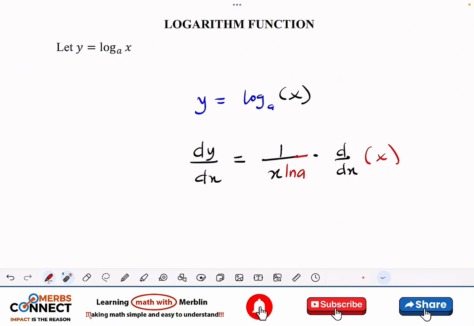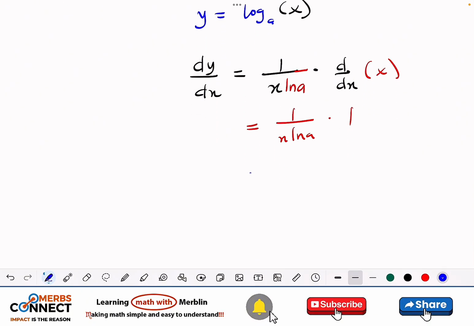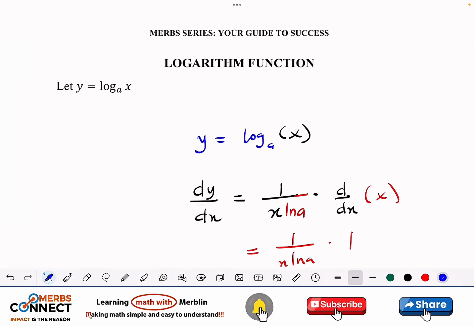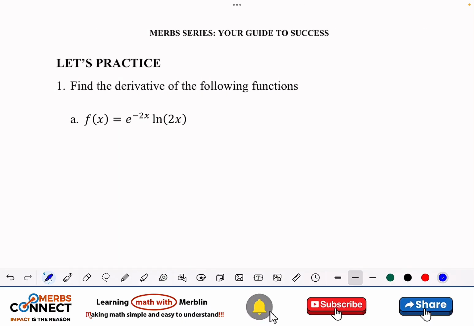So no matter how the function is, you can just try it and then you are going to get the results. Simple. So this is how we differentiate a log function. So let me differentiate this. This is going to be 1 over x natural log of a times 1, and this is going to give us 1 divided by x natural log of a. So this is how we differentiate a log function. Let's take some example in practice.